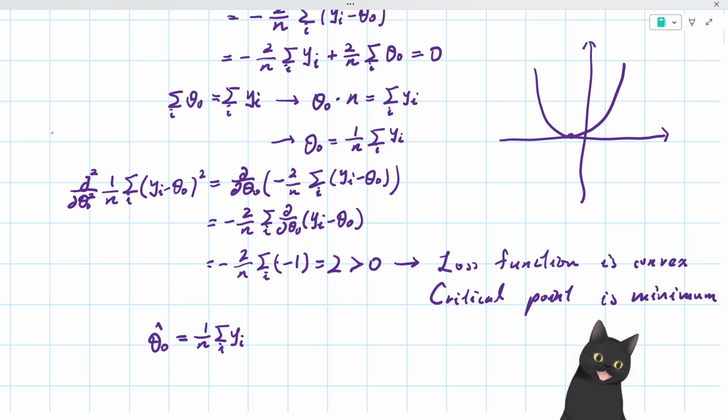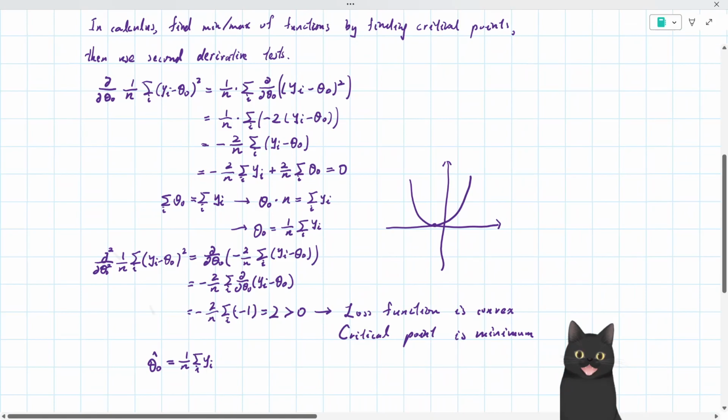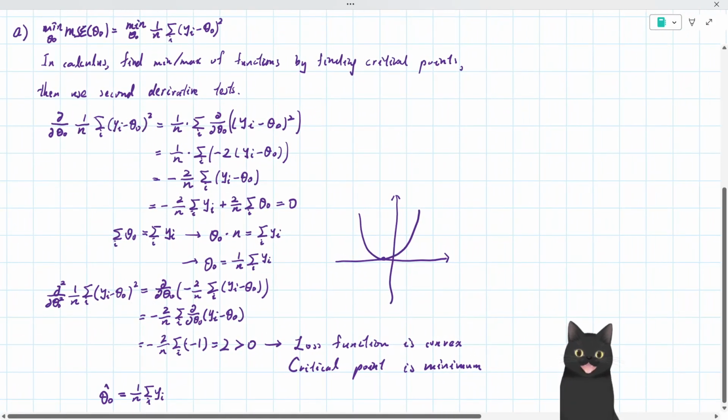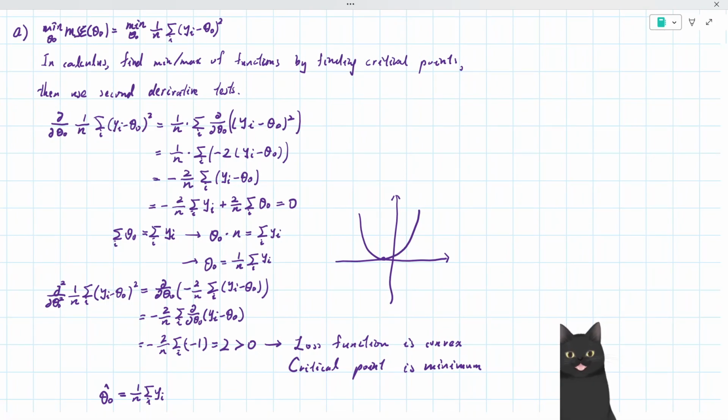Okay, so now we have solved problem A, and the general thinking process is just to try to minimize the loss and find the theta naught that can minimize the loss. The way we did that was to use calculus to find the theta naught that causes the minimum function value. And to use calculus for this, we calculate the first order derivative and the second order derivative.